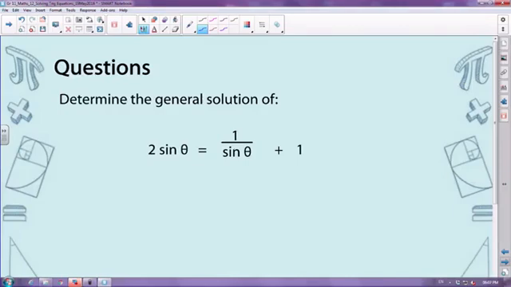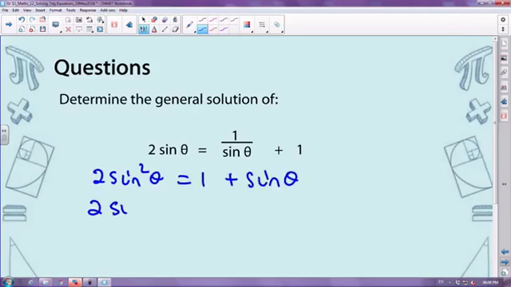Guys, this question is 2 sine theta equals 1 over sine theta plus 1. It has got a denominator of sine theta. You've got your LCD, which is sine theta. You multiply by sine theta throughout, you get 2 sine squared theta equals 1 plus sine theta. Then this is 2 sine squared theta minus sine theta minus 1 is 0.